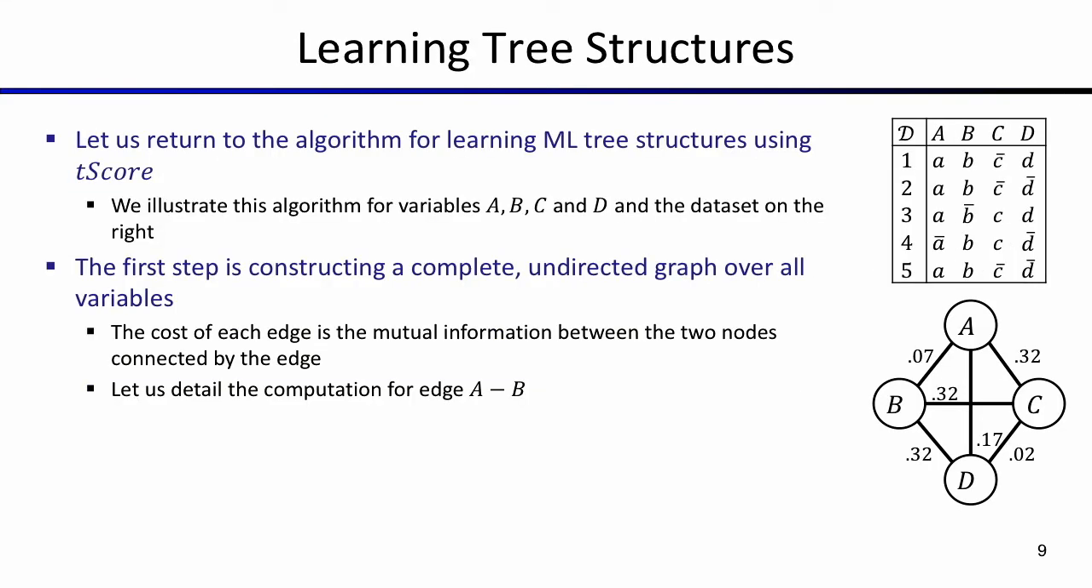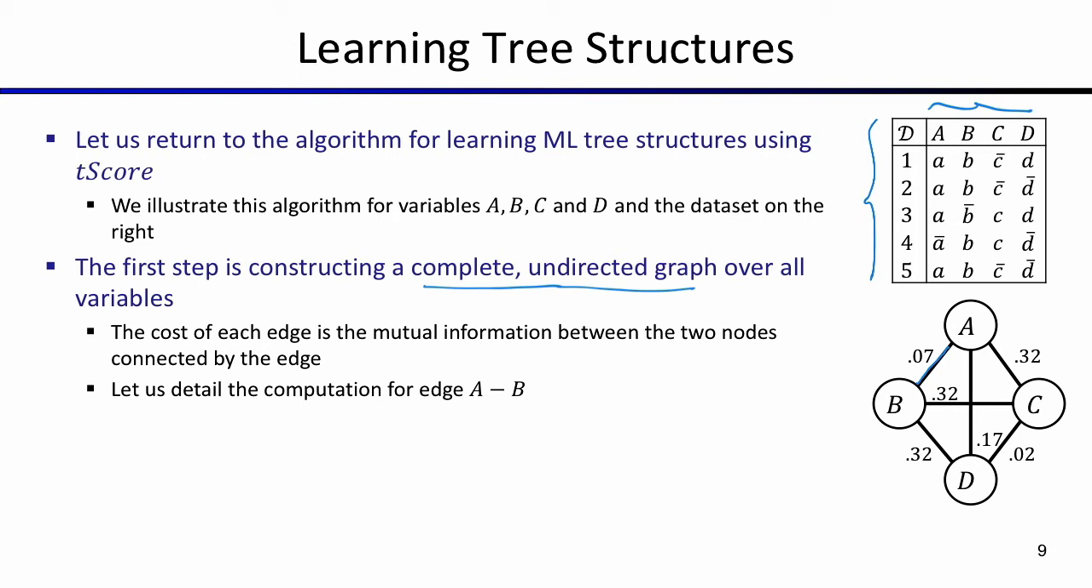Okay, now that we understand the connection between the t-score and the log likelihood, we can return to the Chow-Liu algorithm and see how it is computed. You already have a good idea how it is computed, so we can go a little quicker over that. So we have basically a data set, and we're going to build a complete undirected graph over all the variables that we have in the training set. So we have the variables A, B, C, and D, and it's going to be a complete graph. So we're going to have an edge between every pair of variables, and the weight of this edge is going to be the mutual information between the nodes that are connected by the edge.